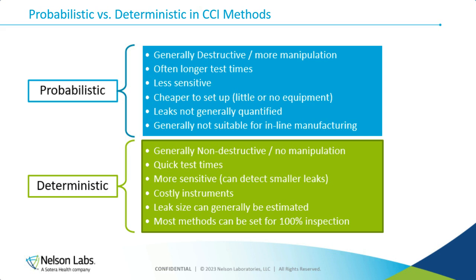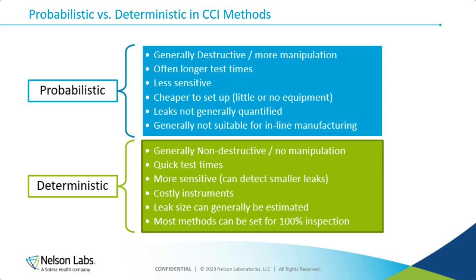I can probably do some of these for 10 grand or less in equipment costs, whereas those deterministic methods, because they're using these really sensitive detectors, are generally maybe 100,000 or more to buy the equipment needed to run one of these methods.